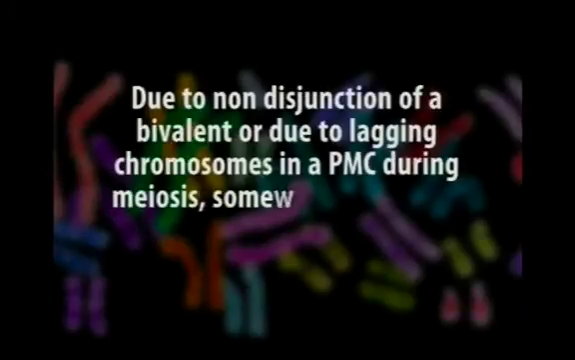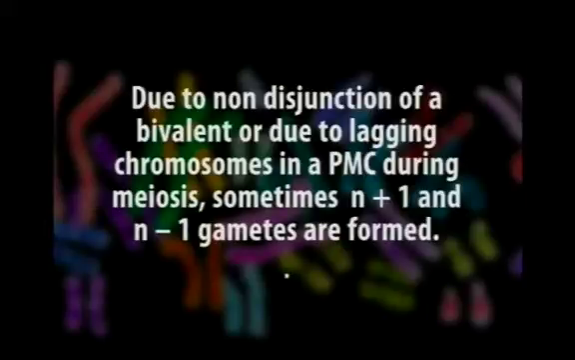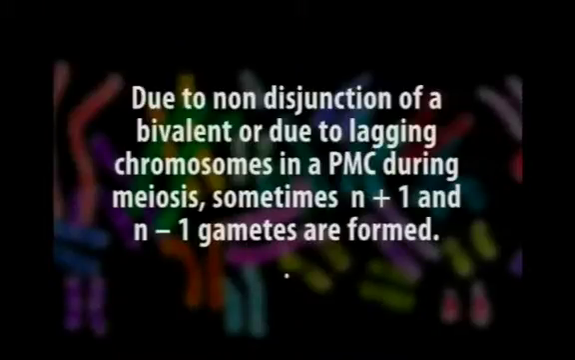Particularly as far as non-disjunction is concerned, non-disjunction means at the time of metaphase to anaphase segregation, one of the bivalents goes to the same pole so that distribution of chromosomes does not take place, and therefore one of the gametes produced has n plus 1 condition, whereas the other gamete where the chromosome has not reached has n minus 1 condition. And when such gametes take part in fertilization, different types of aneuploids are produced.